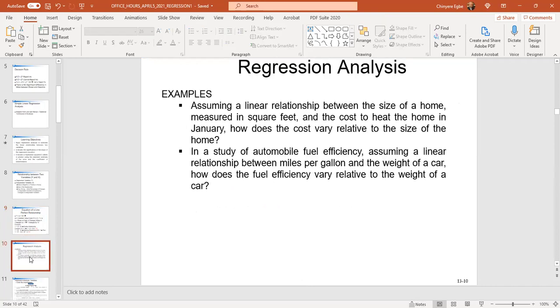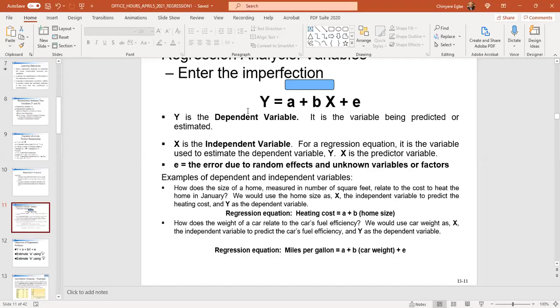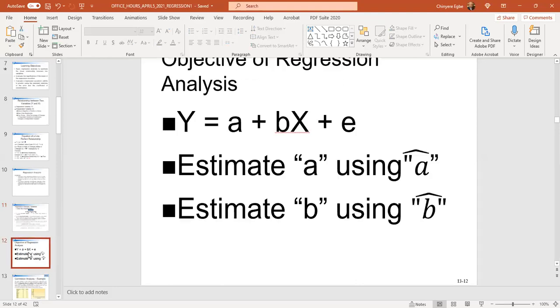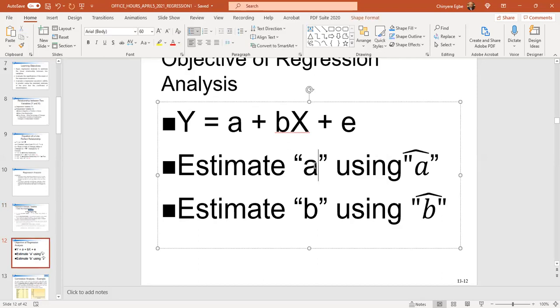Okay, so let's now look at what we do in regression analysis, because we are going to estimate the equation y is equal to a plus bx. And as we said last time, because we are dealing with statistical data, the relationship is not perfect. And so we use a hat to estimate a, and we use b hat to estimate b. So how do we proceed with that?